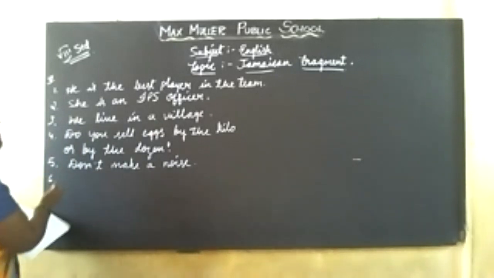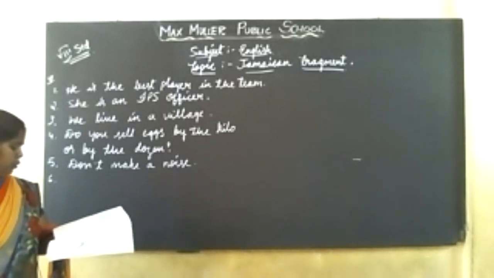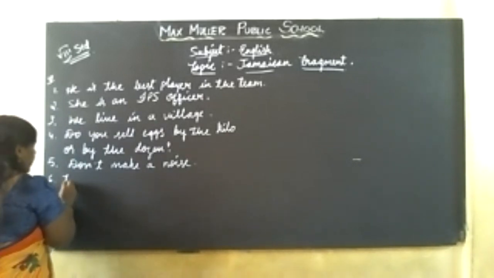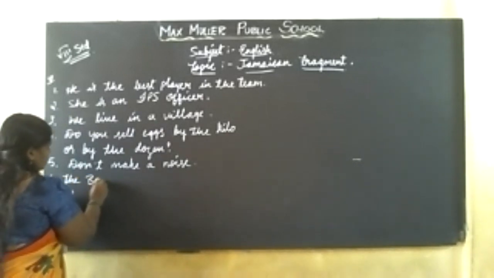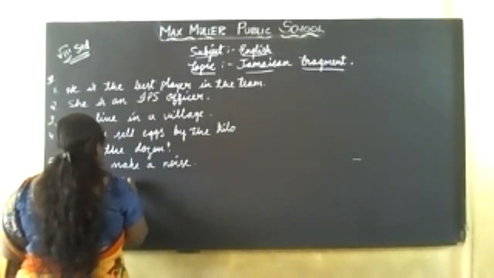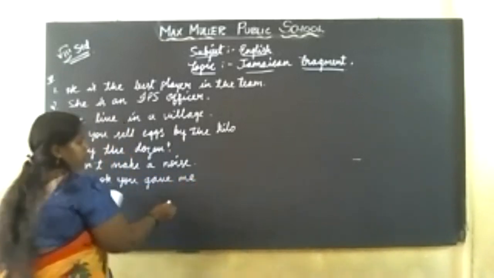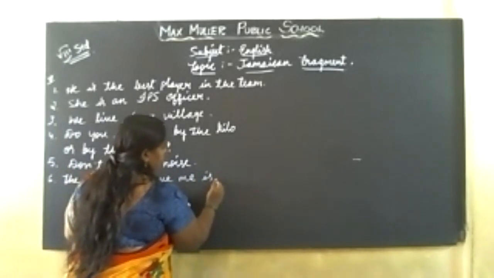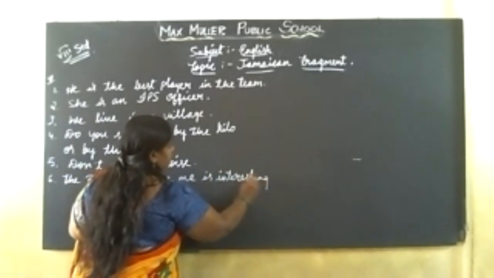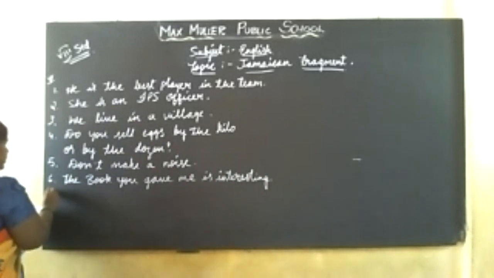So the sixth one, books you gave me is interesting. So here see, the book you gave me is interesting. The book you gave me is interesting.